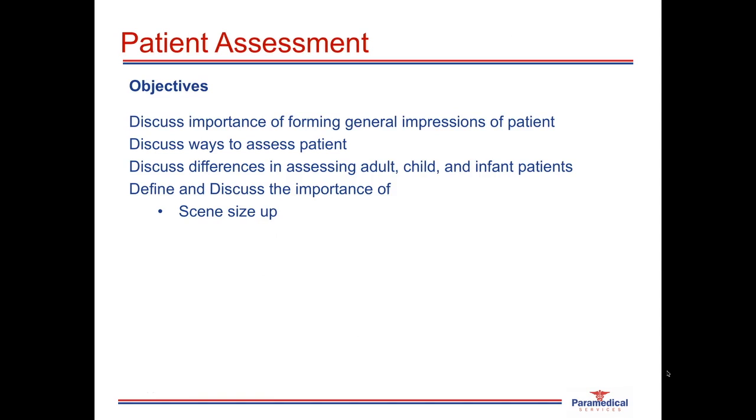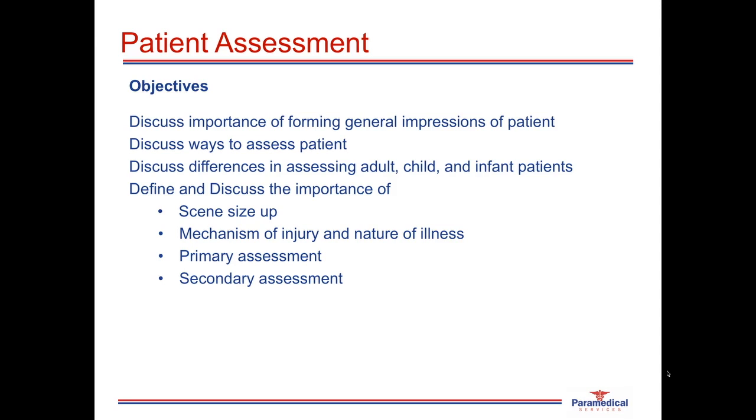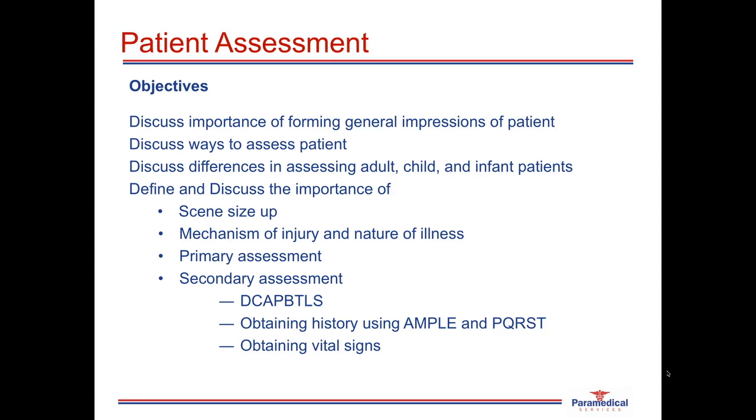During this training session, we're going to discuss the importance of forming a general impression of the patient, different ways of assessing the patient, the differences in assessing adults, children, and infant patients, and then we're going to discuss the importance of a good scene size-up, identifying the mechanism of injury and the nature of the illness, conducting a thorough primary assessment, and then the secondary assessment, including looking for our DCAP BTLS, obtaining a history using our AMPL and our PQRST, obtaining vital signs, and continual assessment of our casualty.